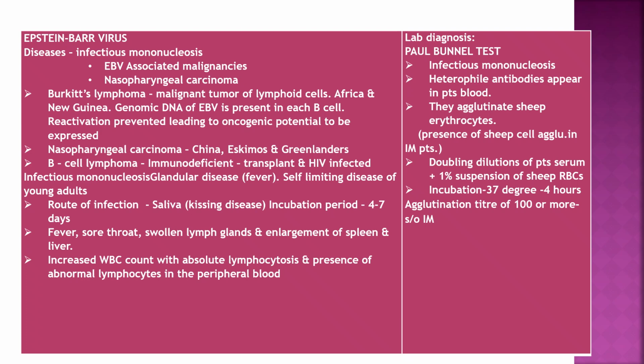Disease of young adults. Route of infection: saliva, kissing disease. Incubation period 4 to 7 days. Fever, sore throat, swollen lymph nodes, and enlargement of spleen and liver. Increased WBC count with absolute lymphocytosis and presence of abnormal or atypical lymphocytes in the peripheral blood.